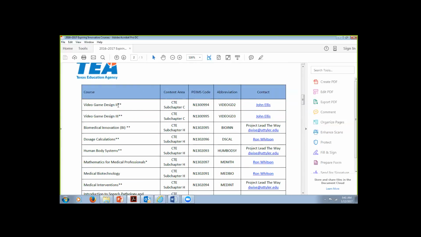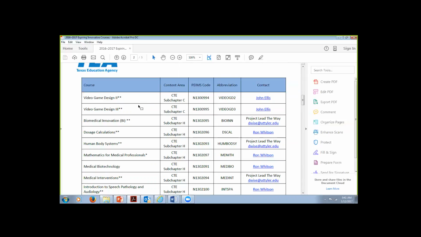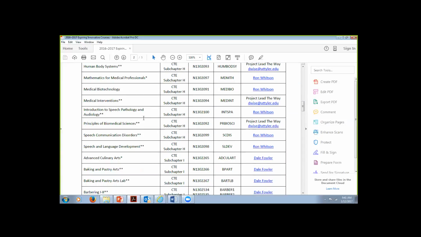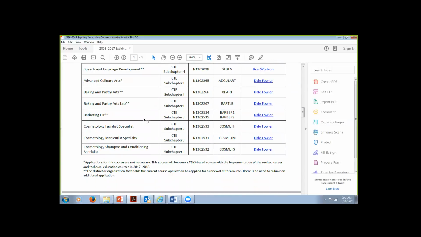There are some courses that are being taught. This one is going to be the video game design. It is going to become video gaming. It's going to be a standard course for TEA. Once again, if you have any of the courses on this list, please be mindful of them.